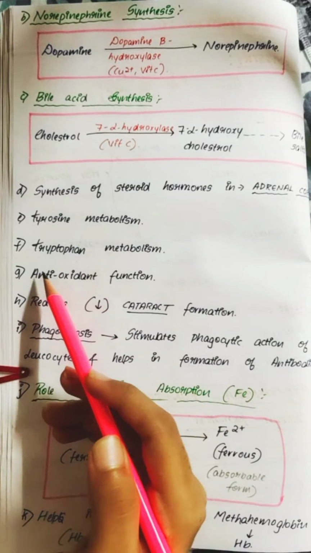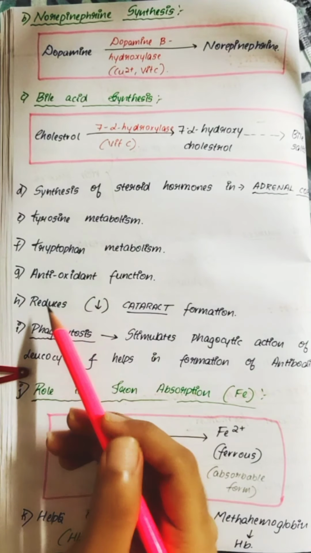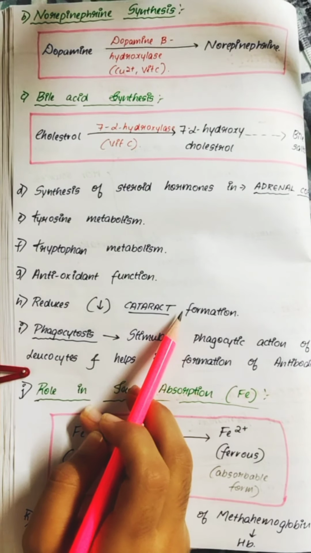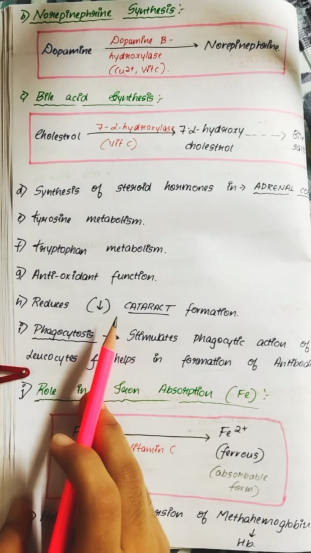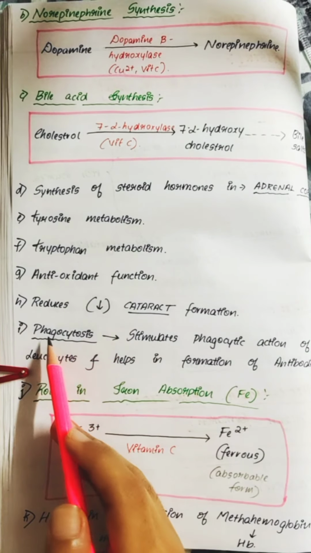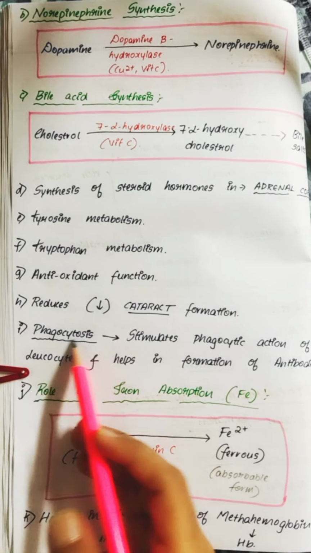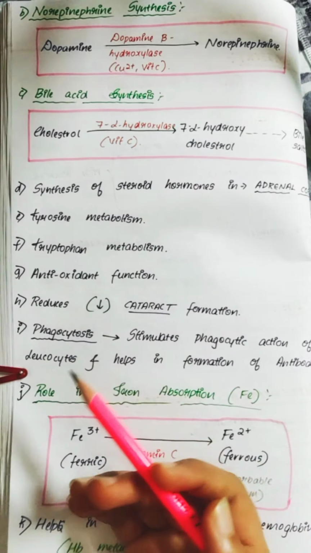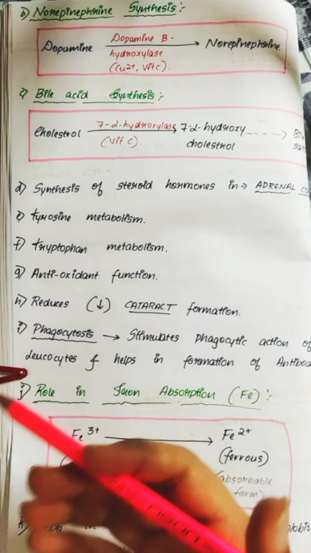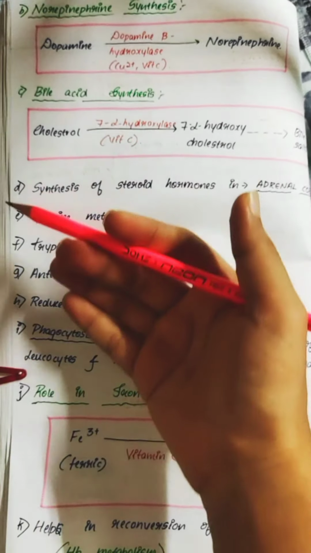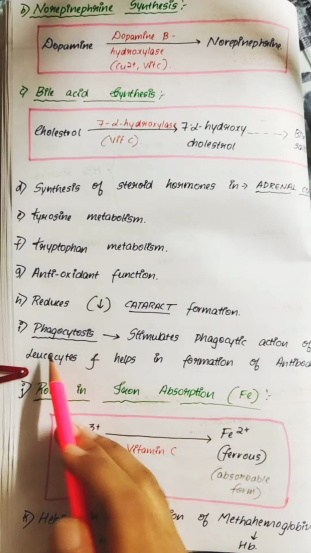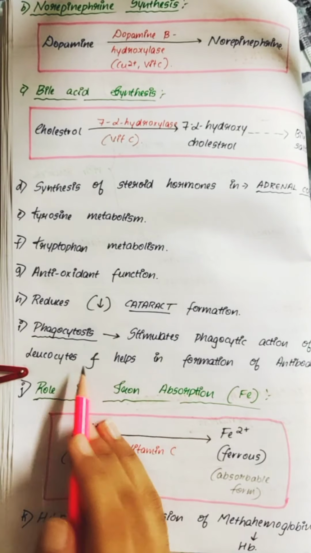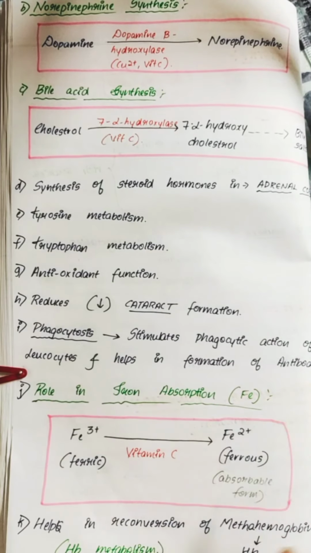tryptophan metabolism. It also has the antioxidant property. It reduces cataract formation in the eyes. The Kayser-Fleischer ring formation is also decreased when there is an increase in vitamin C concentration in our body. It also helps in phagocytosis. Phagocytosis is nothing but killing of foreign particles. When any foreign particle enters the body, the body tries as much as possible to protect itself and remove all the foreign bodies. So there is stimulation of the phagocytic action of the leukocytes, and it helps in the formation of antibodies.